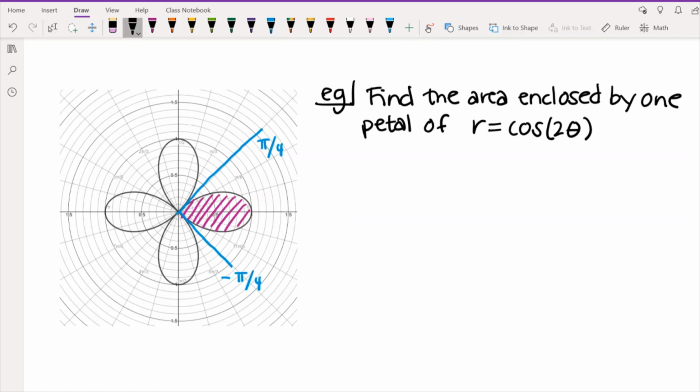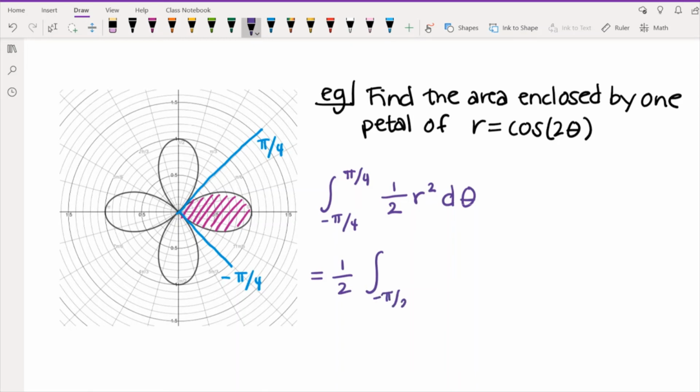Okay, so what do we want to do here? We want to do the integral from negative pi over 4 to positive pi over 4. And our formula is 1/2 r squared d theta. And let's actually pull the 1/2 out of our integral. So what is r in this case? It's just cosine of 2 theta.